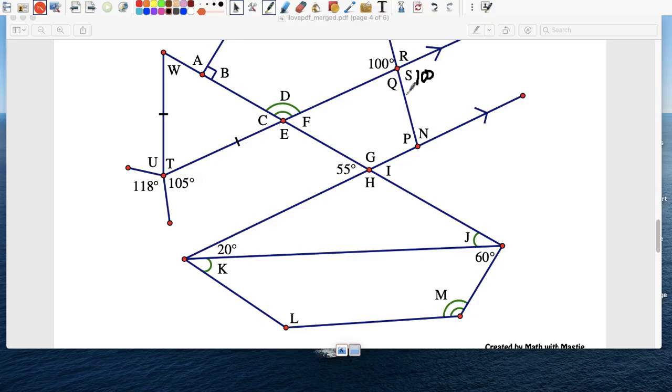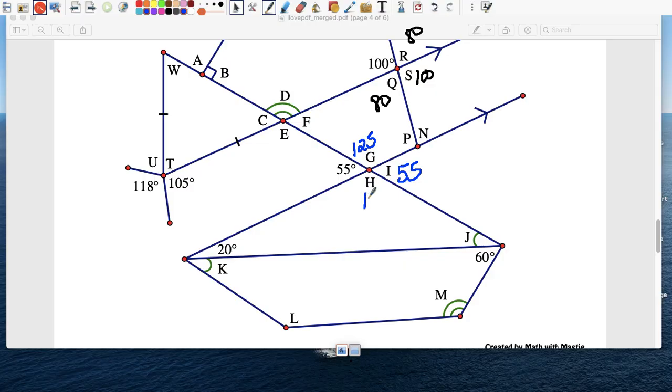Two lines that intersect, opposite angles are the same, so these two are 100, which makes the other two 80, right? 100 plus 80 is 180, 80 plus 100 is 180, so all around is 360, we're good. The other easy one, this is 55, vertical angles. G and H is going to be the difference from 180, which makes this 125.